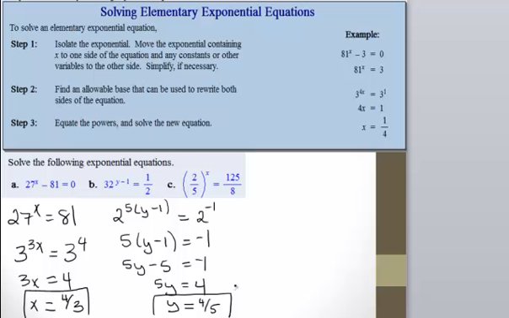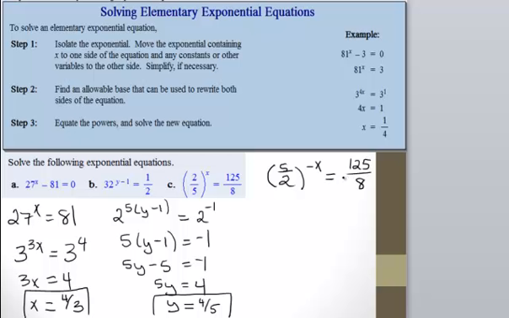How about C? 2/5 to the x equals 125/8. It looks like I can raise 5 to something to get 125, but that means I'm going to need to flip this over. So let me go ahead and rewrite it that way first. 5/2 to the negative x is equal to 125/8.